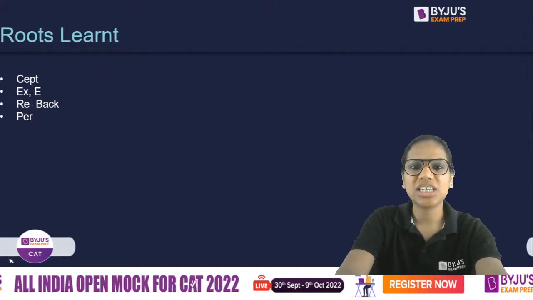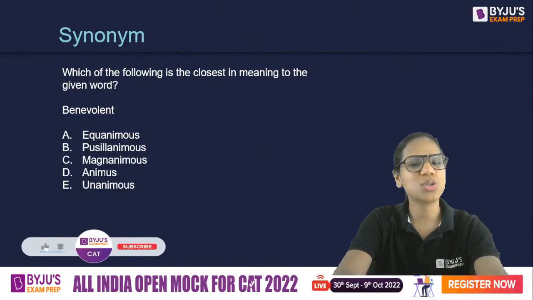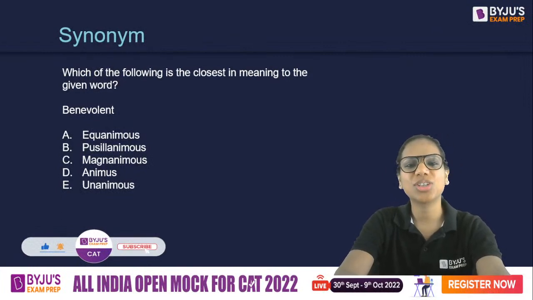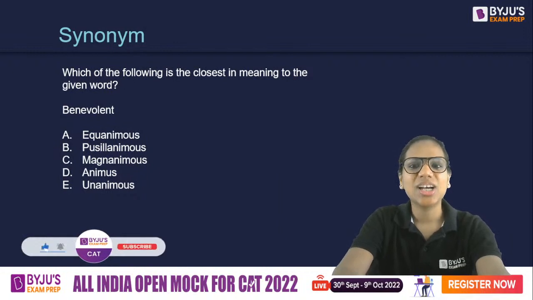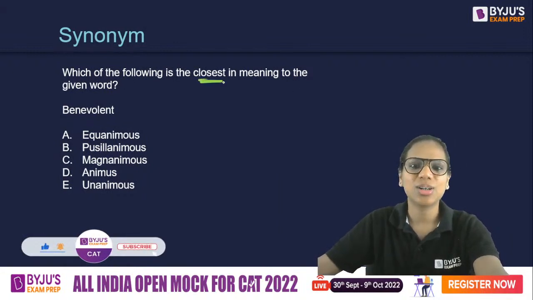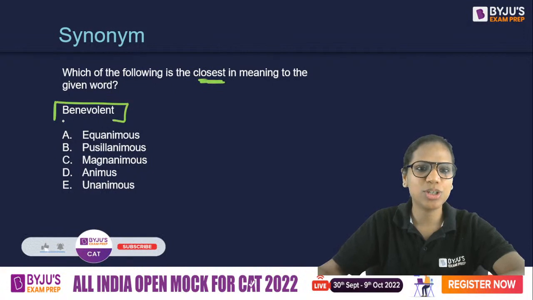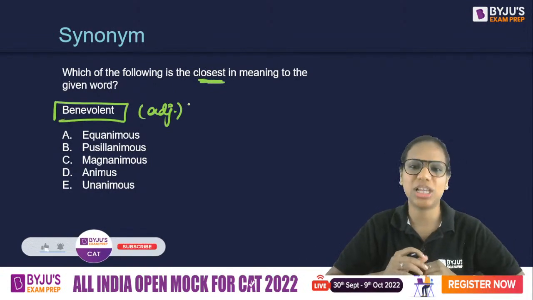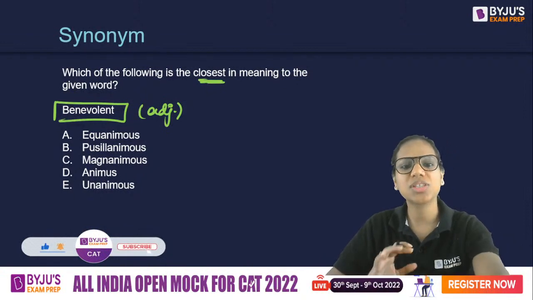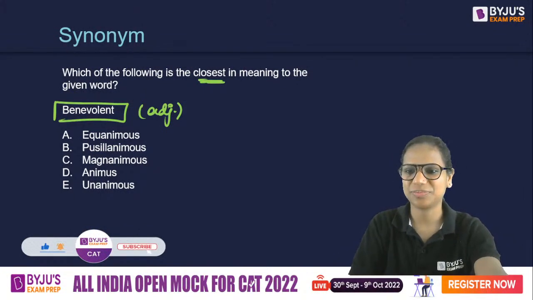So far we have seen some synonym, antonym questions. This is your last synonym question. After that, we'll see some other question types also. Okay. Yes. Closest in meaning to the given word. So your given word is benevolent. That's how it is pronounced, benevolent. What is closest in meaning to this?